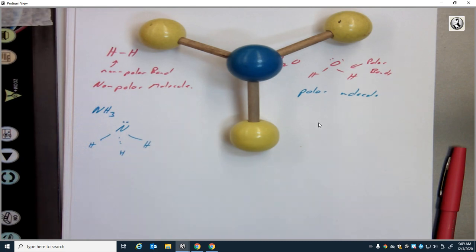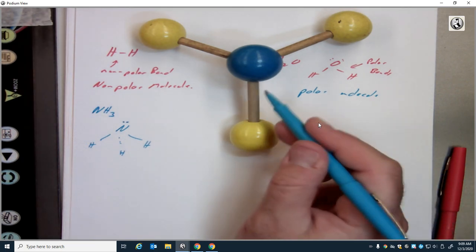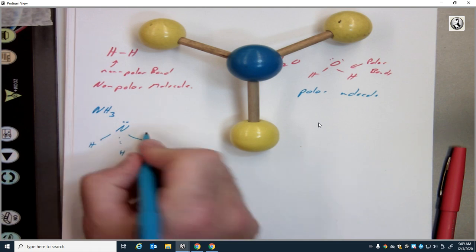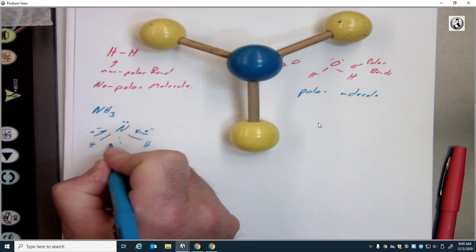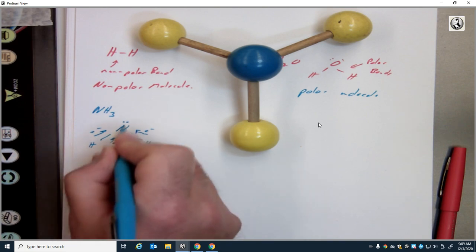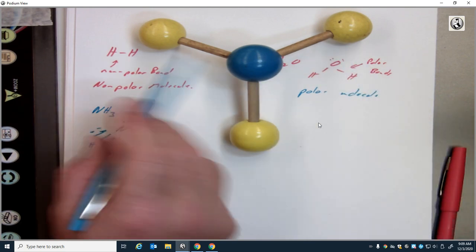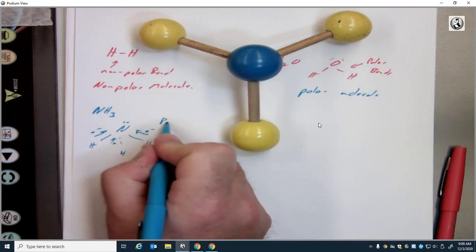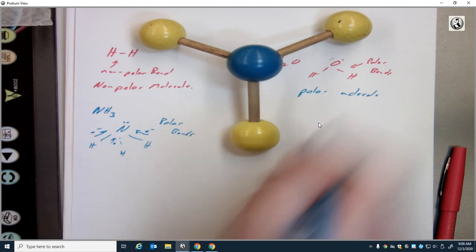Now, if we're talking about bond polarity and dipole moments, we know by the electronegativity difference that the electrons are pulled up. So the electrons are being pulled towards the nitrogen. So these are polar bonds. What about molecular polarity?